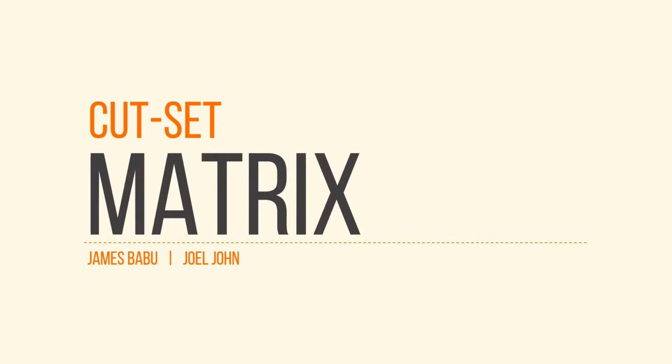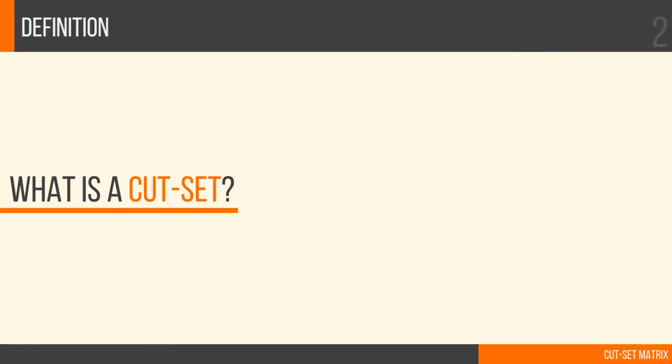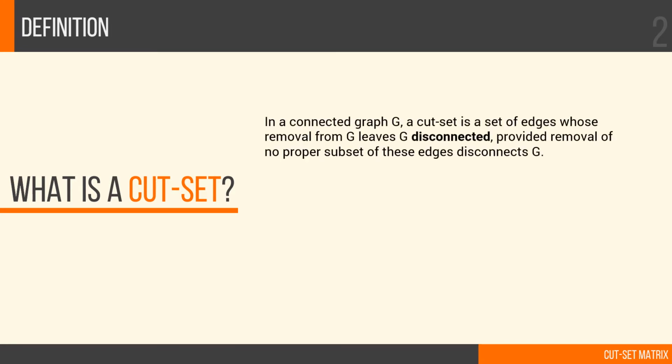James and myself will be taking the lesson on cut set matrix. So what is a cut set? The actual definition for cut set is: in a connected graph G, a cut set is a set of edges whose removal from G leaves G disconnected, provided the removal of no proper subset of these edges disconnects G.